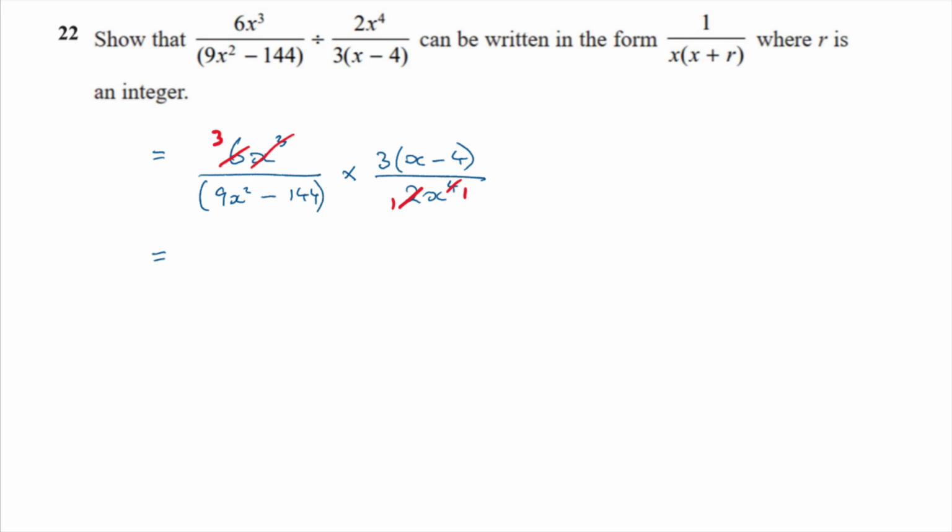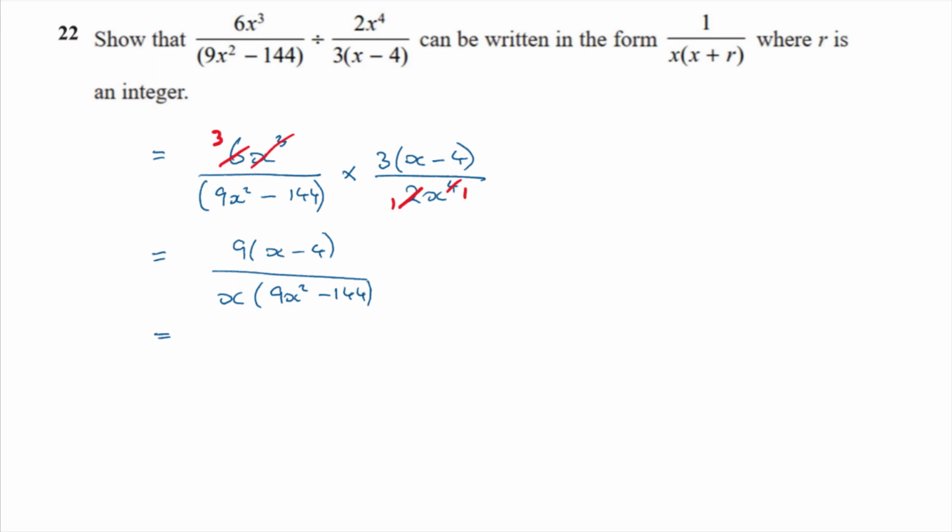Okay, so then multiplying those two things together, top with top, bottom with bottom, I'm going to have three lots of x minus 4, and that's going to give me 9x minus 4 on the top, isn't it? Okay, and on the bottom, everything went away apart from 1x, so that's going to be x lots of 9x squared minus 144. Okay, so we're looking pretty good.